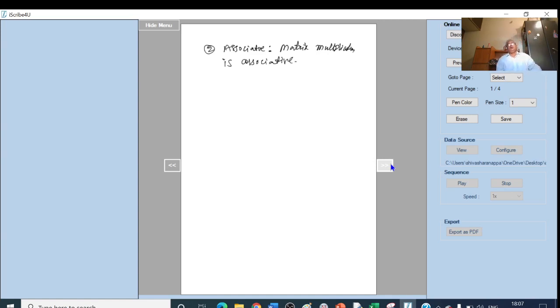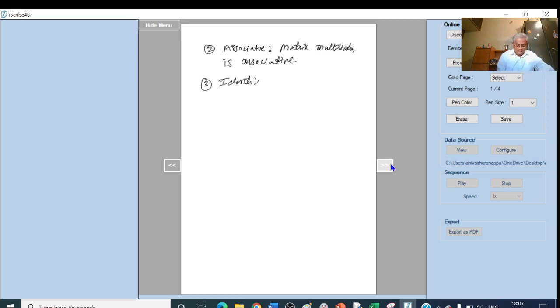Matrix multiplication is always associative. Therefore, associative law holds. No need to prove again here. We know that matrix multiplication is always associative. Third one, we go for the identity.